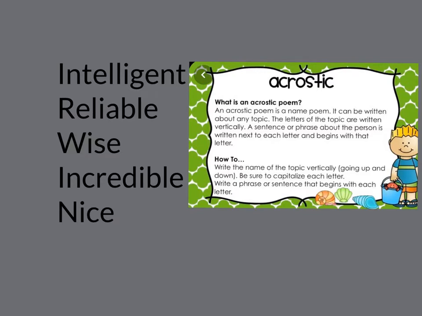So I in Irwin, I put I'm intelligent because I think I'm smart. I'm R for reliable because you can always count on me. The W in Irwin, I put wise because I think I'm smart. And the other I in Irwin, I put incredible, and N for nice.